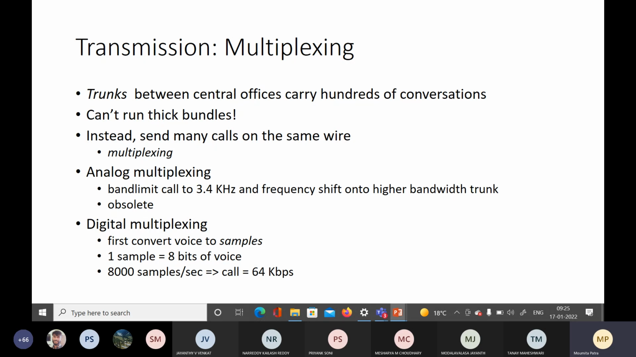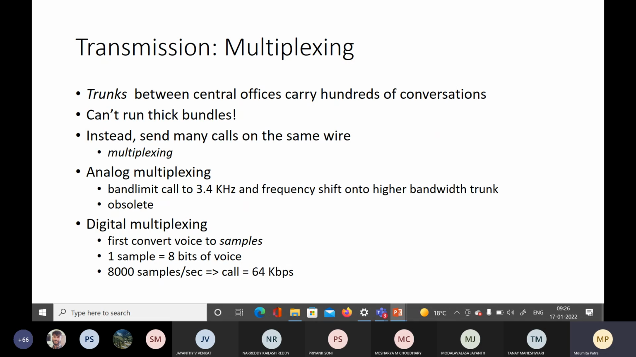So two types of multiplexing can happen, either analog multiplexing or digital multiplexing. Analog multiplexing will be for the analog signals that we are going to transfer. Digital multiplexing will be, of course, for the digital coding that we are doing. Now, analog multiplexing has two parts. One is that the bandwidth is band-limited to 3.4 kilohertz, and the frequency is shifted onto the higher bandwidth trunk. This is basically an obsolete technique that was done earlier. Now we use digital multiplexing.